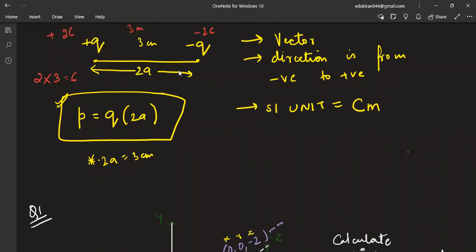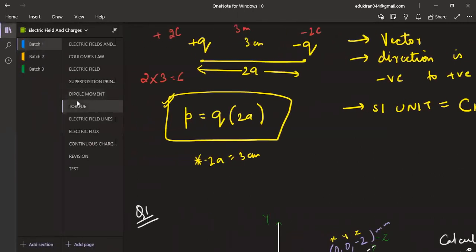Dipole moment is an important topic from your NEET point of view. Electric field and electric force are basic quantities. They'll be used in some other concepts also, like in potential. But under dipole moment, you have a very major topic. Most of the questions try to include the dipole moment. So P is equal to Q into 2a. Direction will be from the negative charge to the positive charge. That's it. You should remember.